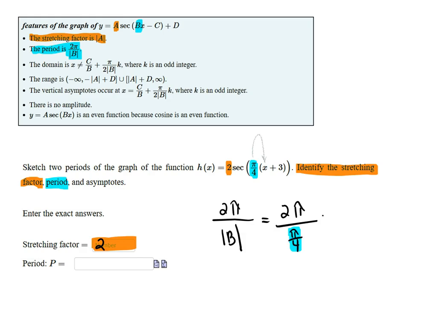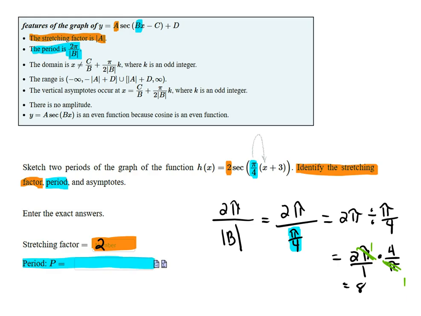And remember that 2 pi over pi over 4 can also be written like this. In fraction land, when you're dividing by a fraction, it's the same thing as multiplying by the reciprocal. And of course, if you put this over 1, you can see that the pi's cross cancel. They become 1s. So essentially what you're left with here is 8. So my period P is 8. Okay, so that takes care of those 2 answers.